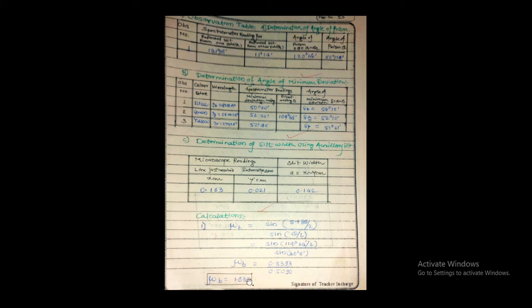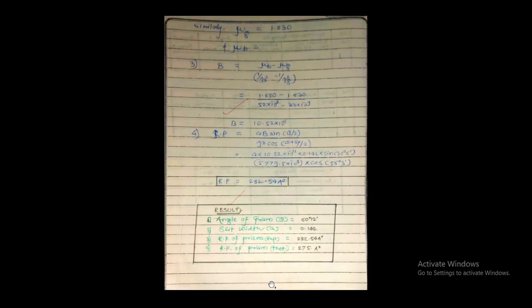Now according to the formula, mu b, that is the refractive index for blue color, is equal to 1.63. Then B equals mu b minus mu y upon this into this, and therefore B is equal to this. Therefore RP of prism equals 282. Angle of prism A is 60 degree 12 minutes. Slit width, as we are using the auxiliary slit, is 0.142. RP of prism practically is 282, and theoretically it is 275.